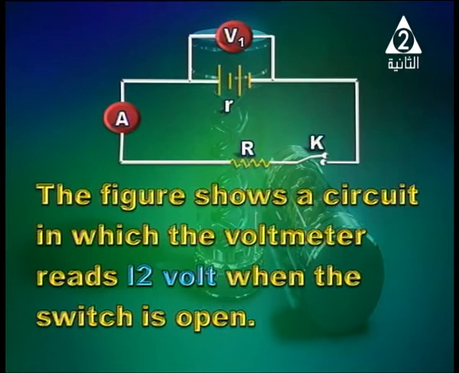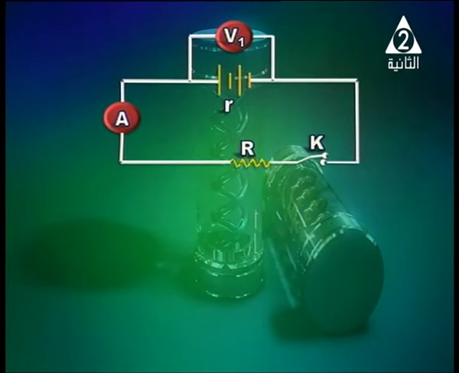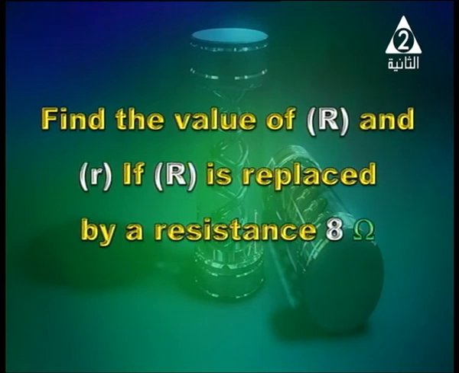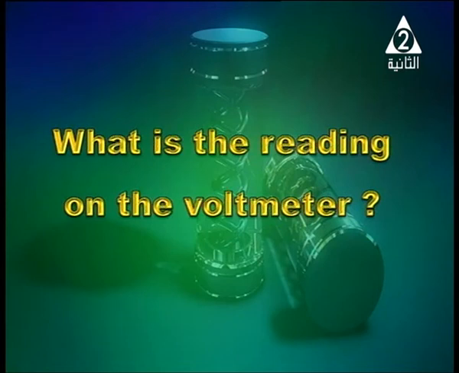So V battery is given to be equal to 12 volt. But when the switch is closed, the voltage drops to 9 volt. V battery is 12, V external is 9, so it will be so easy for you to calculate the internal voltage. And the meter reads 1.5 ampere. Find the value of R capital and R small. And if R capital is replaced by a resistance of 8 ohm, what is the new reading on the voltmeter? We'll take it one by one.